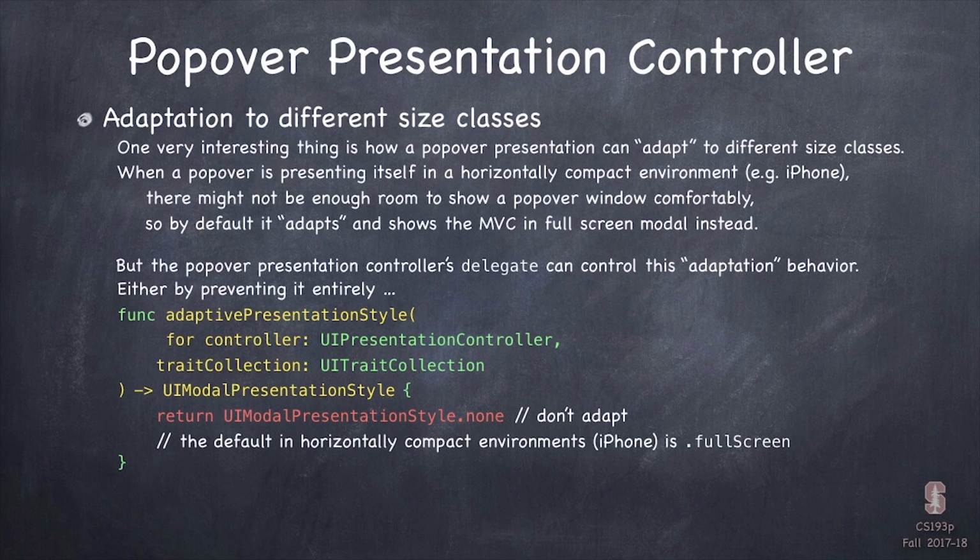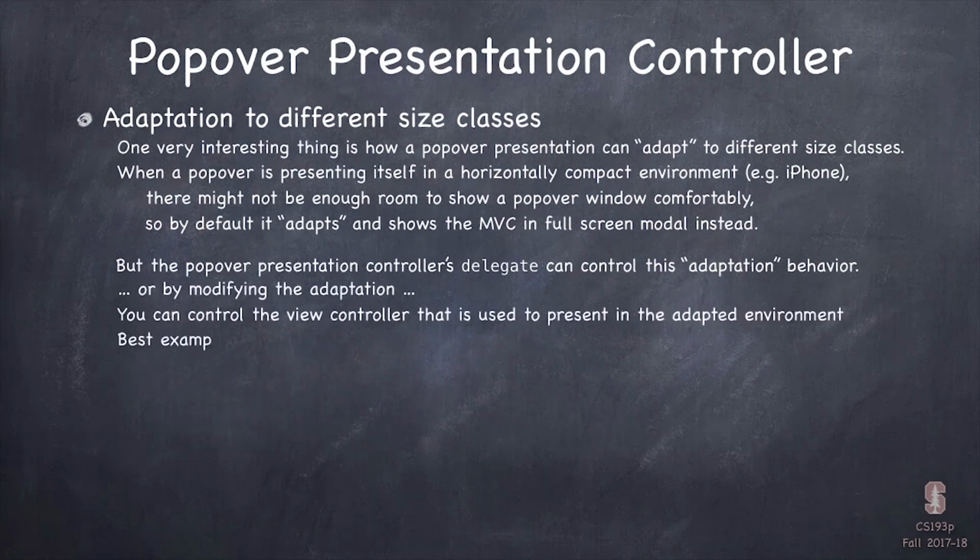Okay, when I say return UI modal presentation style none, it says do not adapt in any place. That means put it as a popover on the iPhone. So this is how you can make it not adapt and thus use a popover on an iPhone, which you sometimes want if the popover is kind of small and will fit nicely. You would want this. Okay, as an alternative, let's say the popover is big and it won't fit, then you can use this delegate method.